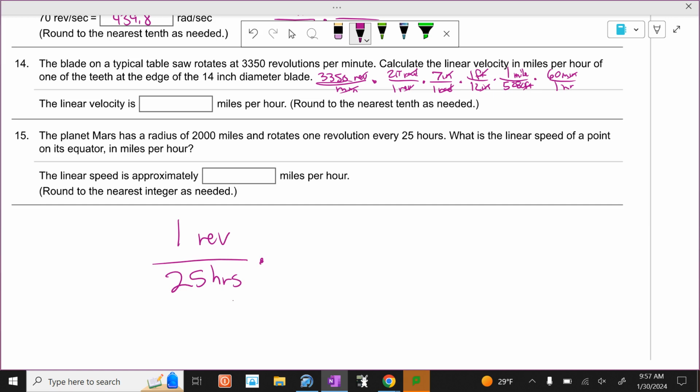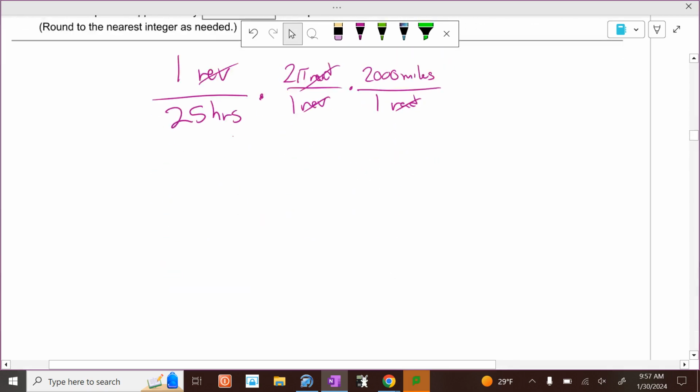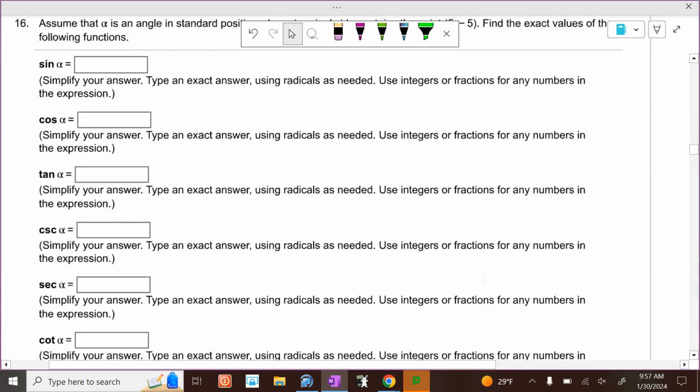So it's 1 revolution per 25 hours. I know there's 2 pi radians in 1 revolution. So I have radians per hour. I know the radius is 2,000 miles, so 2,000 miles in the 1 radius. Now I have miles per hour. So 2 pi times 2,000 divided by 25.